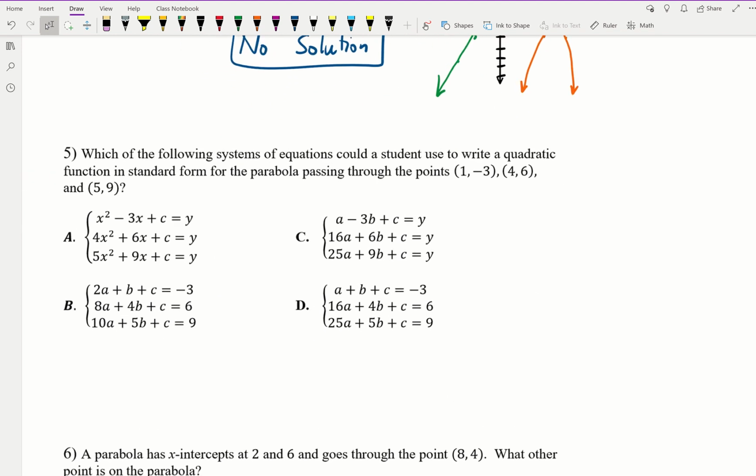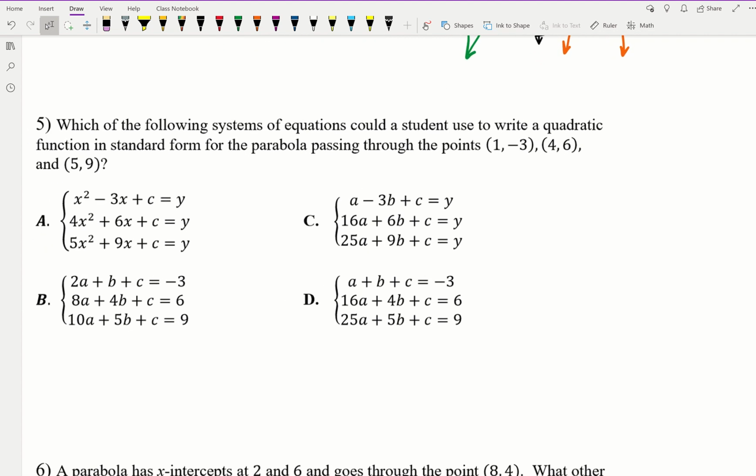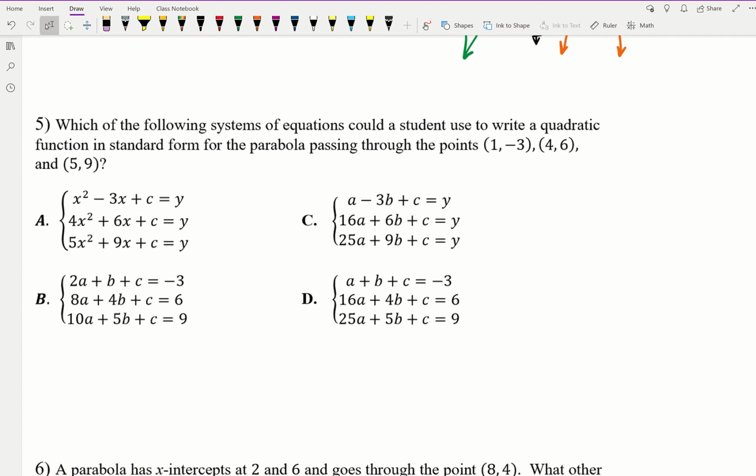So, example 5. This becomes kind of a tricky problem, okay? It says, which of the following systems of equations could a student use to write a quadratic function in standard form of a parabola passing through these points? So the thing to remember is that when you have a coordinate, there's always an x and a y value. So each one of these represent an x and a y value.